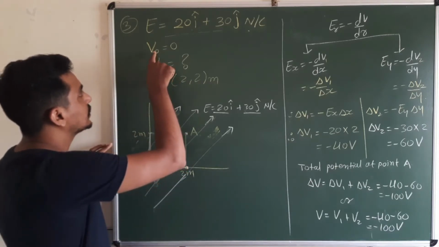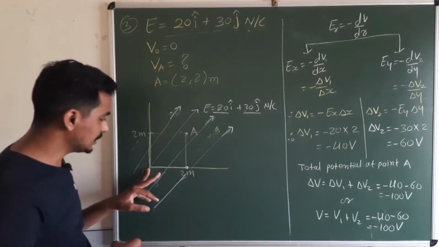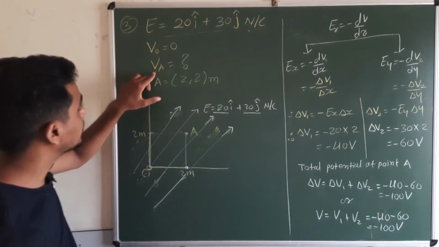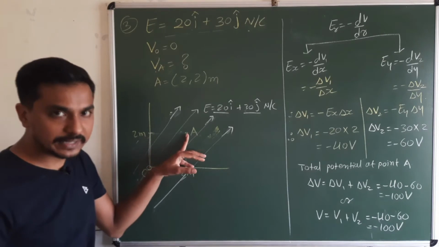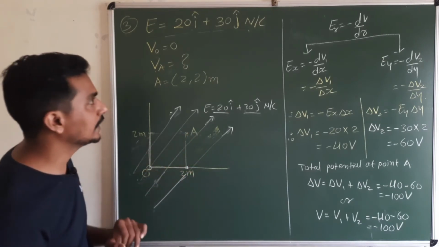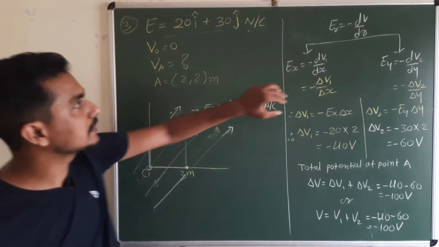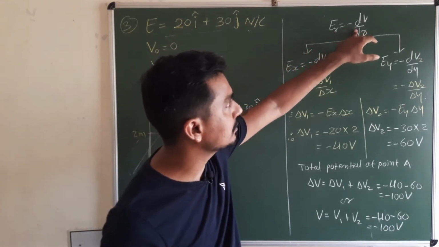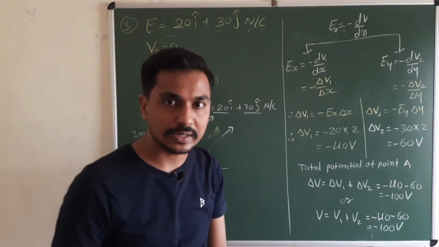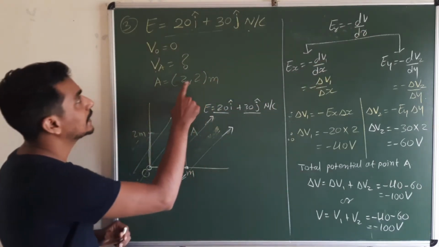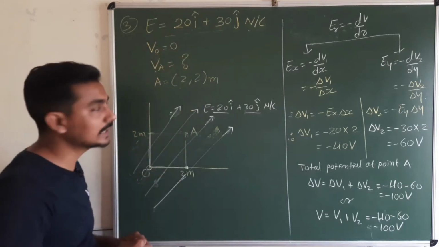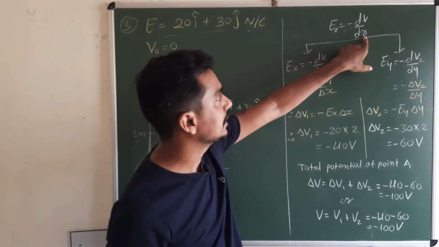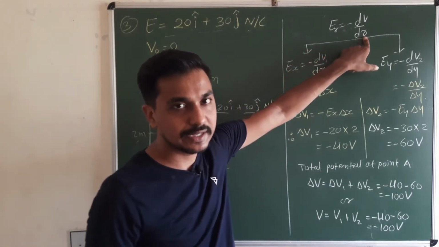And the potential at origin is 0. So we need to find the potential at point A. So here we have to find the net potential. So how can we find it? We have one equation relating the electric field at a distance r. That is E at r is equal to minus dV by dr. But here x and y are given separately, in terms of the electric field and in terms of the coordinates also. So I am separating this r coordinate into x and y.